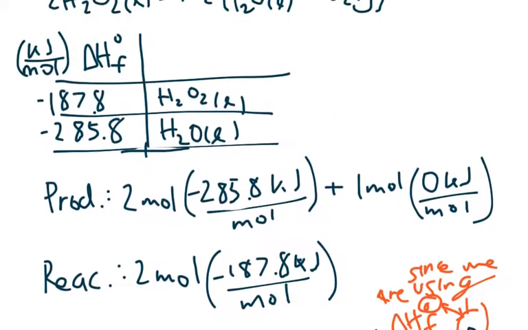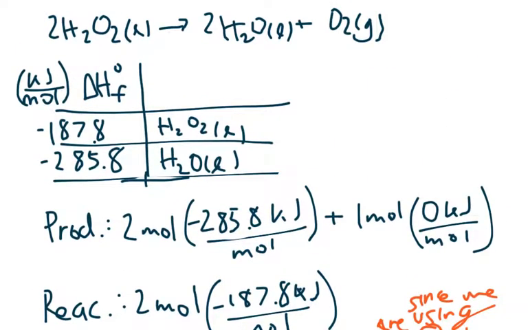So we want to find the ΔH for this reaction, which describes 2 moles of hydrogen peroxide liquid becoming 2 moles of water and 1 mole of oxygen gas. So I have a table giving us the heats of formation for each of these substances. The heat of formation for H2O2 liquid is negative 187.8, and the heat of formation for H2O is going to be negative 285.8. And note that these are in kilojoules per mole.